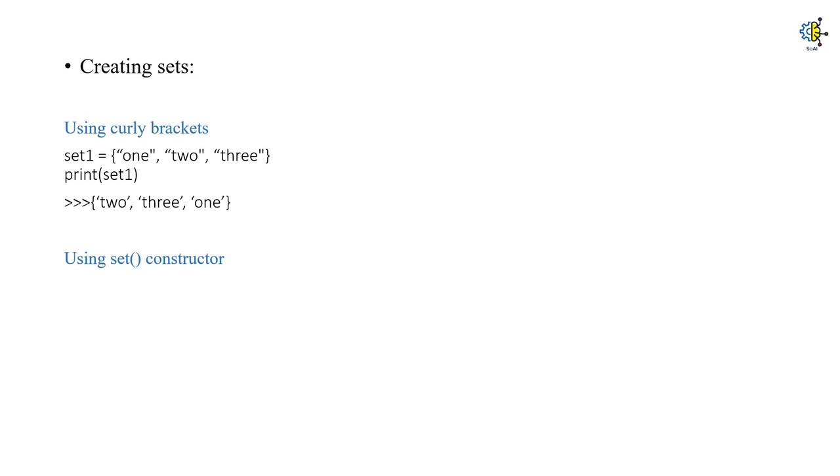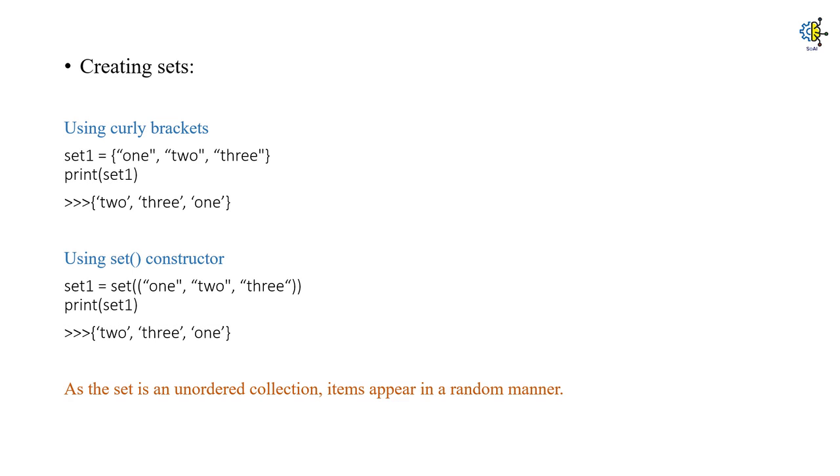You can also create a set using the set constructor. As shown in the example, I have created a set called set1 and that equals set, which is the constructor set, and we have used round brackets to store the values 1, 2 and 3. On printing set1, we get the output as follows, which are all the values stored within the set. Now, as the set is an unordered collection, the items are appearing in a random manner.